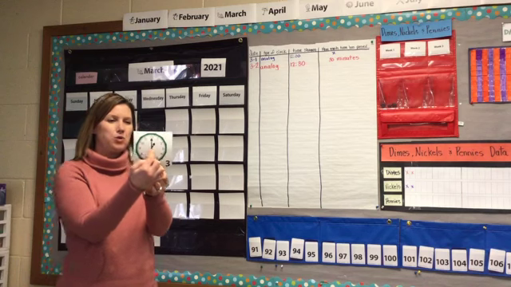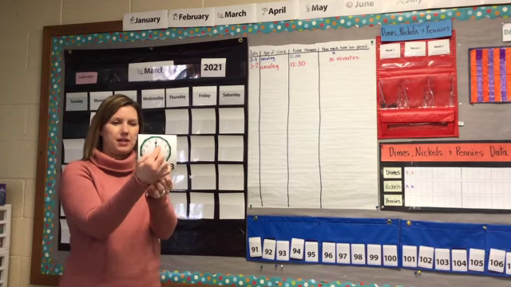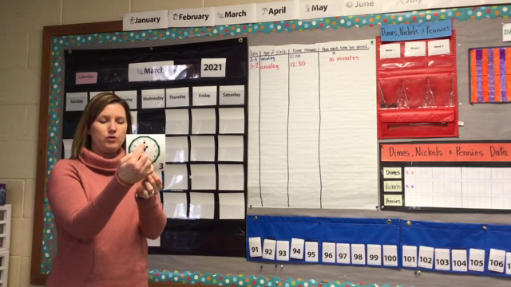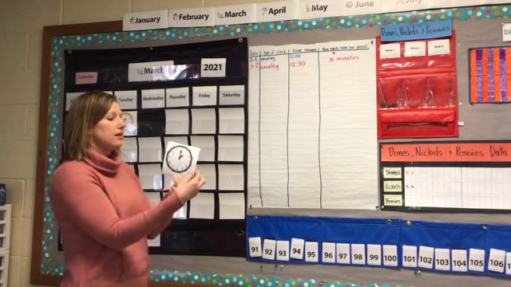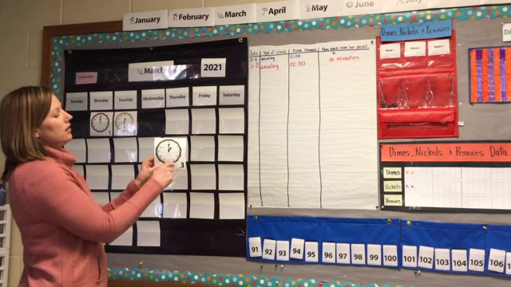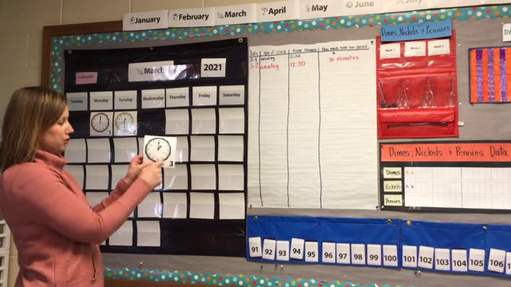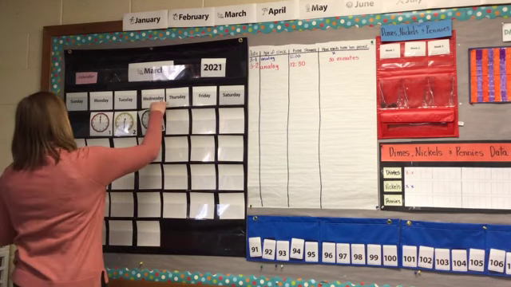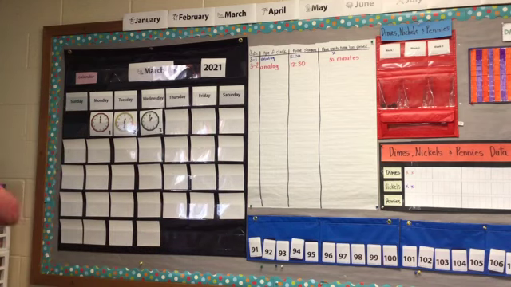Our clock is pointing to the 1, the hour hand is pointing to the 1, the minute hand is pointing to the 12, which means it's an o'clock. So our clock today for March 3rd reads 1 o'clock. So let's write that on our chart.